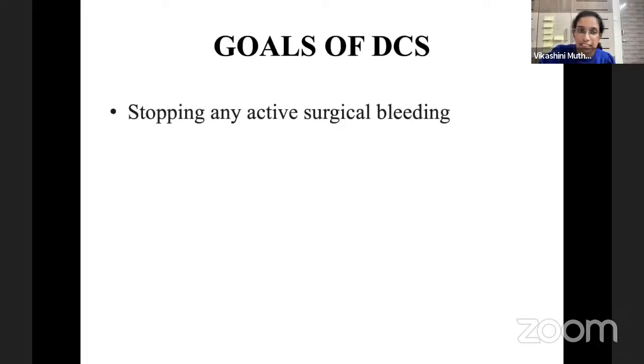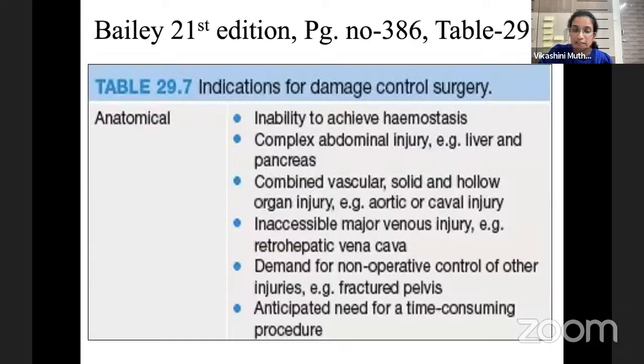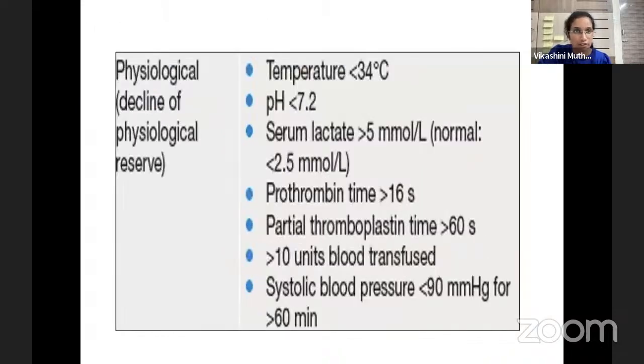Basically, the goals of DCS are to stop any active bleed, control sepsis, and restore the physiology. And you have certain indications, like anatomical, physiological, and environmental indications, upon which you take the patient for DCS. Now, the question was basically, most of these options are from the physiological indications. So let's get some insight into the physiological indications for DCS.